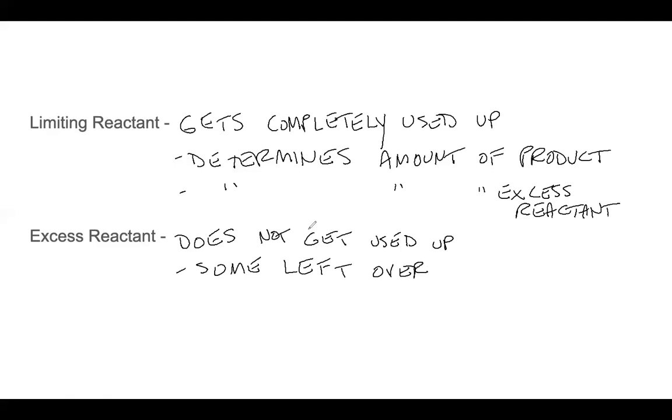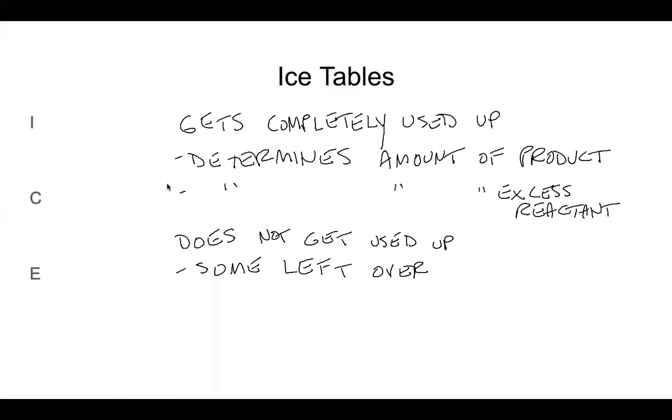All right, so you will know you have a limiting reactant problem if you're given amounts of both of your reactants, or you could have more reactants. If you're given the amounts of all your reactants, then you have to figure out which one is the limiting reactant. And we're going to do that using an ice table.